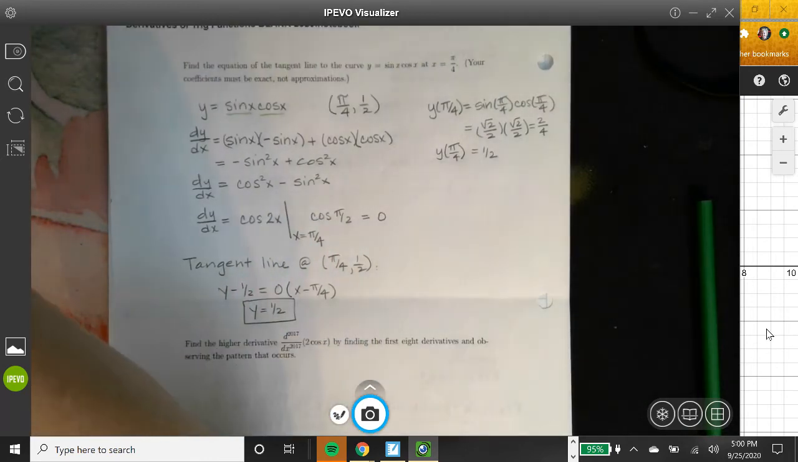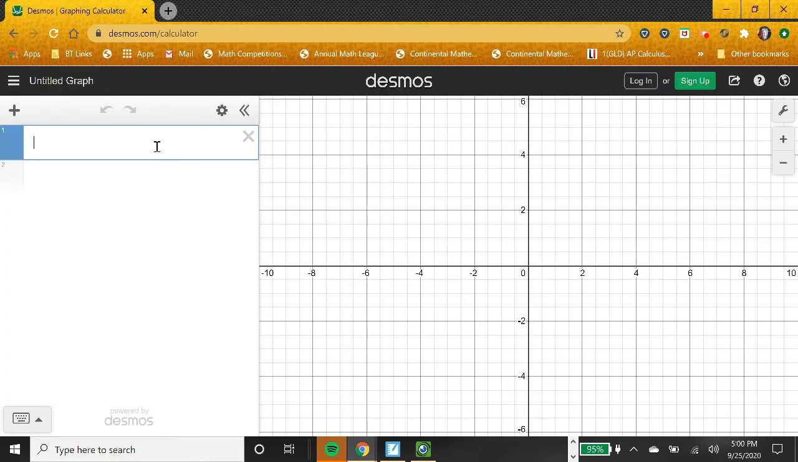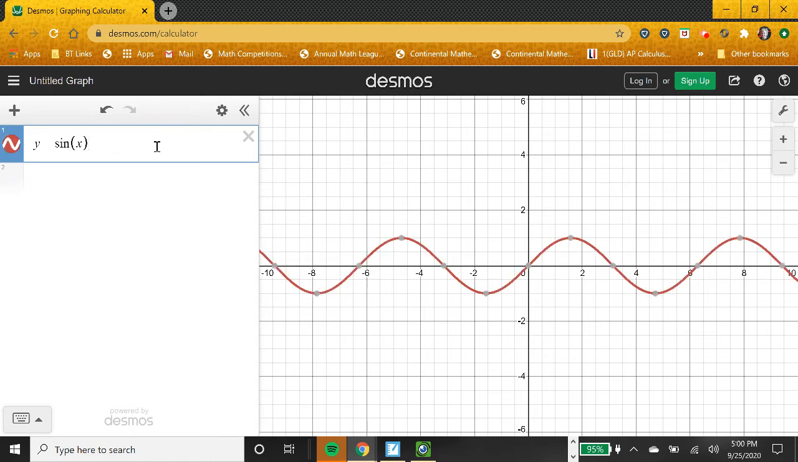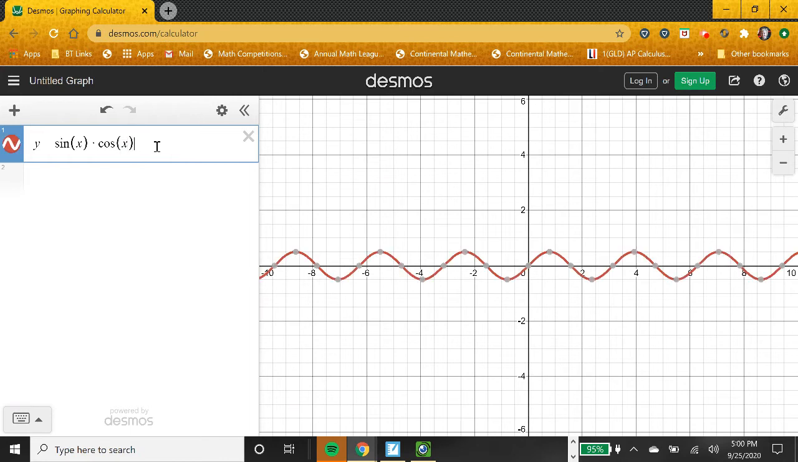And we can see that it works, because here we go, we'll graph it on Desmos. I have y equals sine of x times cosine of x. There's our beautiful function.